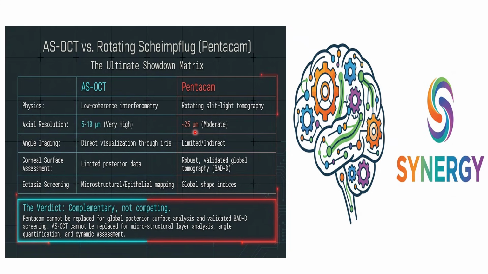So for microscopic structure detail of the cornea, the anterior segment OCT has high resolution as compared to the Pentacam. However, the Pentacam has a very good and robust assessment of the posterior surface of the cornea. So it is superior to the anterior segment OCT for the assessment of the posterior surface of the cornea and to have a global view and shape of the cornea. So both of them are complementary to each other, and the future prospect is that both of them are synergistic to each other.